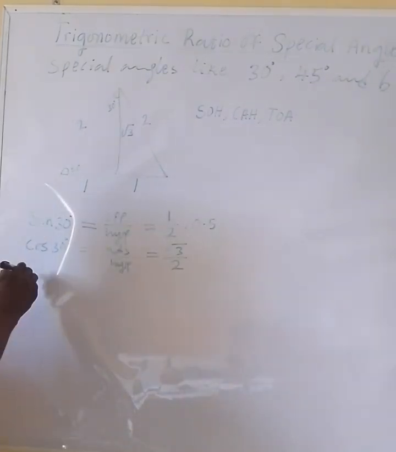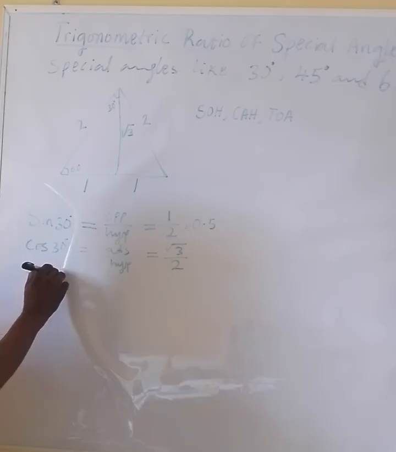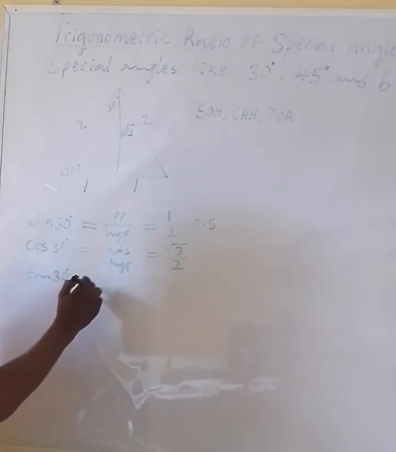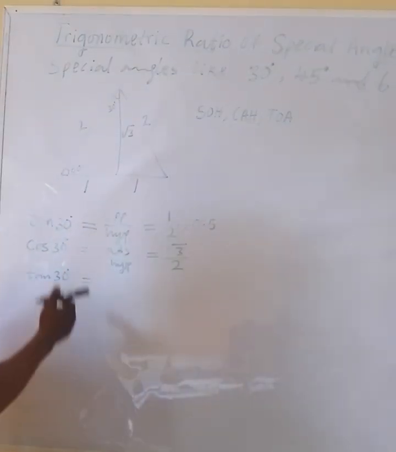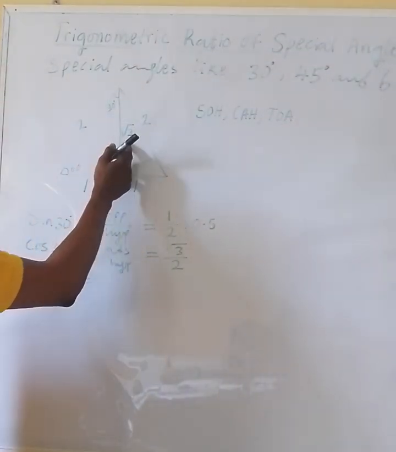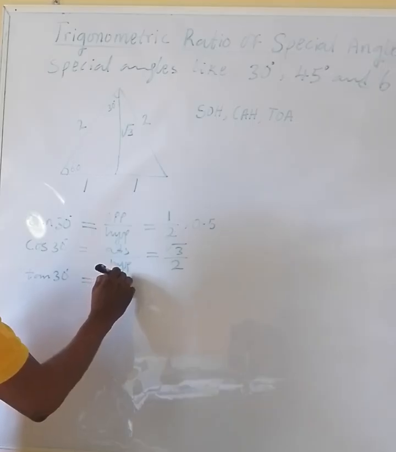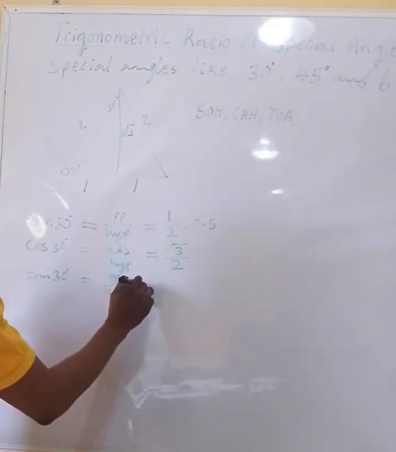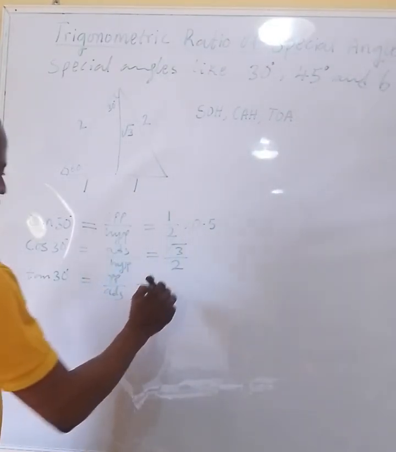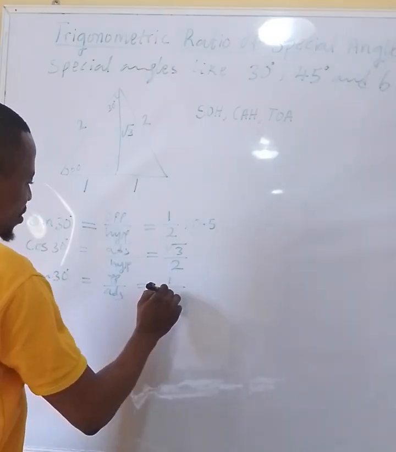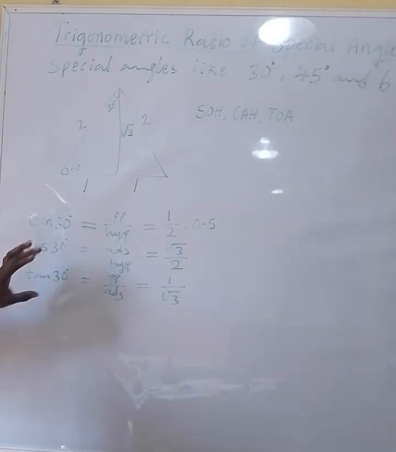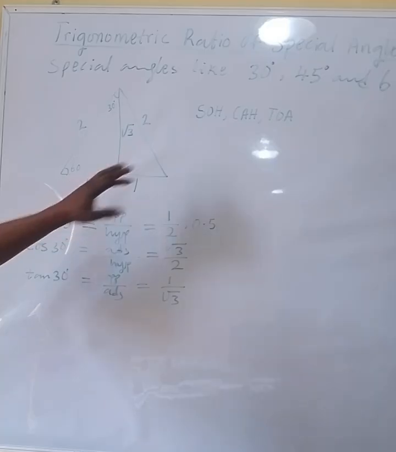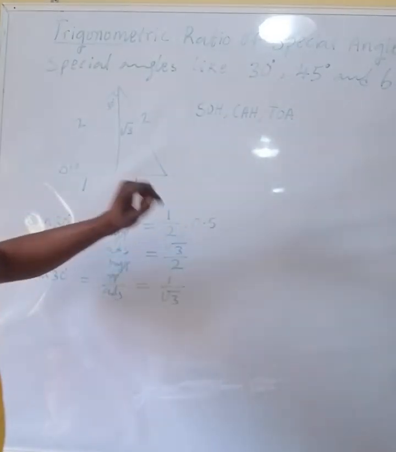Now the third one, which is tan 30 degree. Tan 30 degree is TOA, opposite over adjacent. So this is our opposite and this is the adjacent. Opposite over adjacent equals our opposite, 1, over adjacent, √3. So that's how to use special angles to find those ratios. We are done with 30 degrees now, then we are moving to 60 degrees.